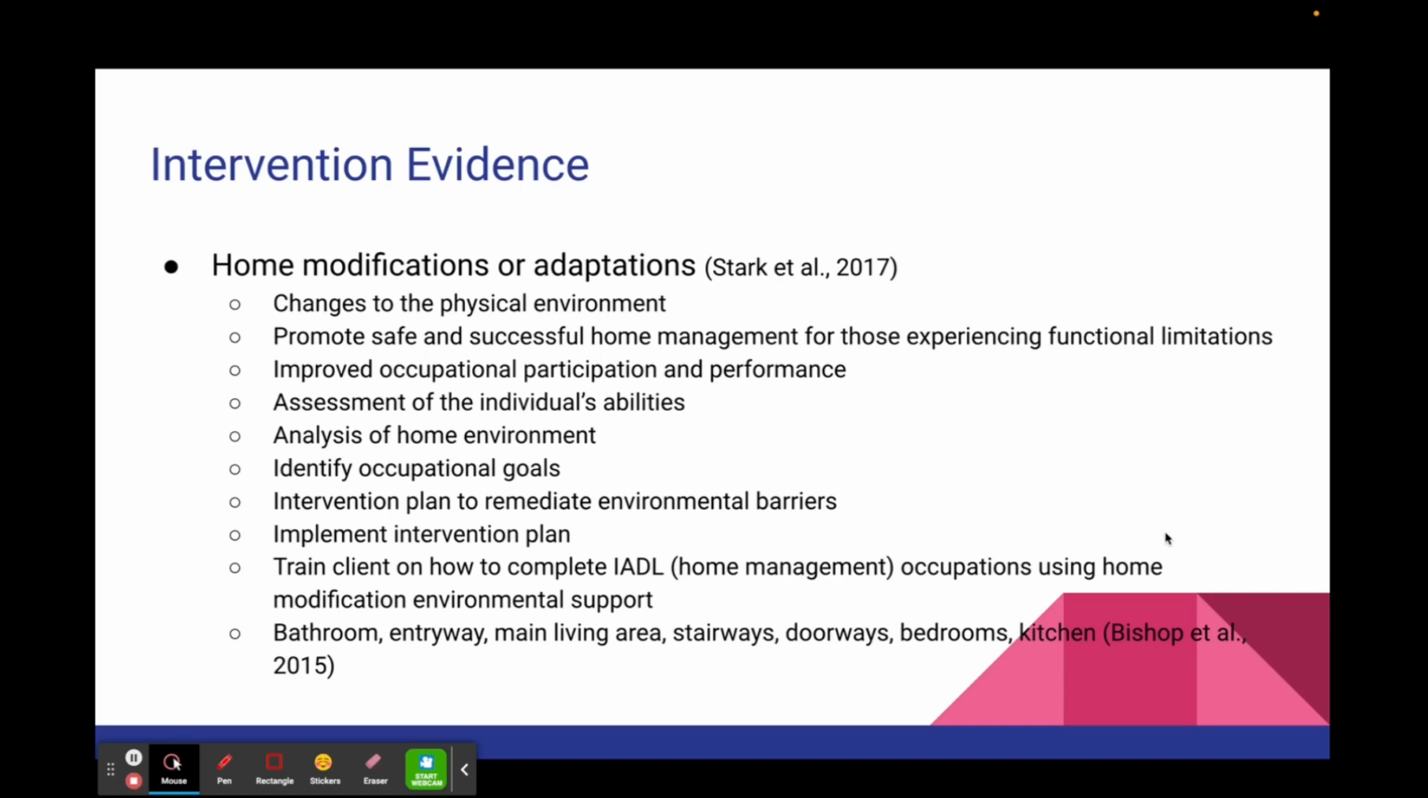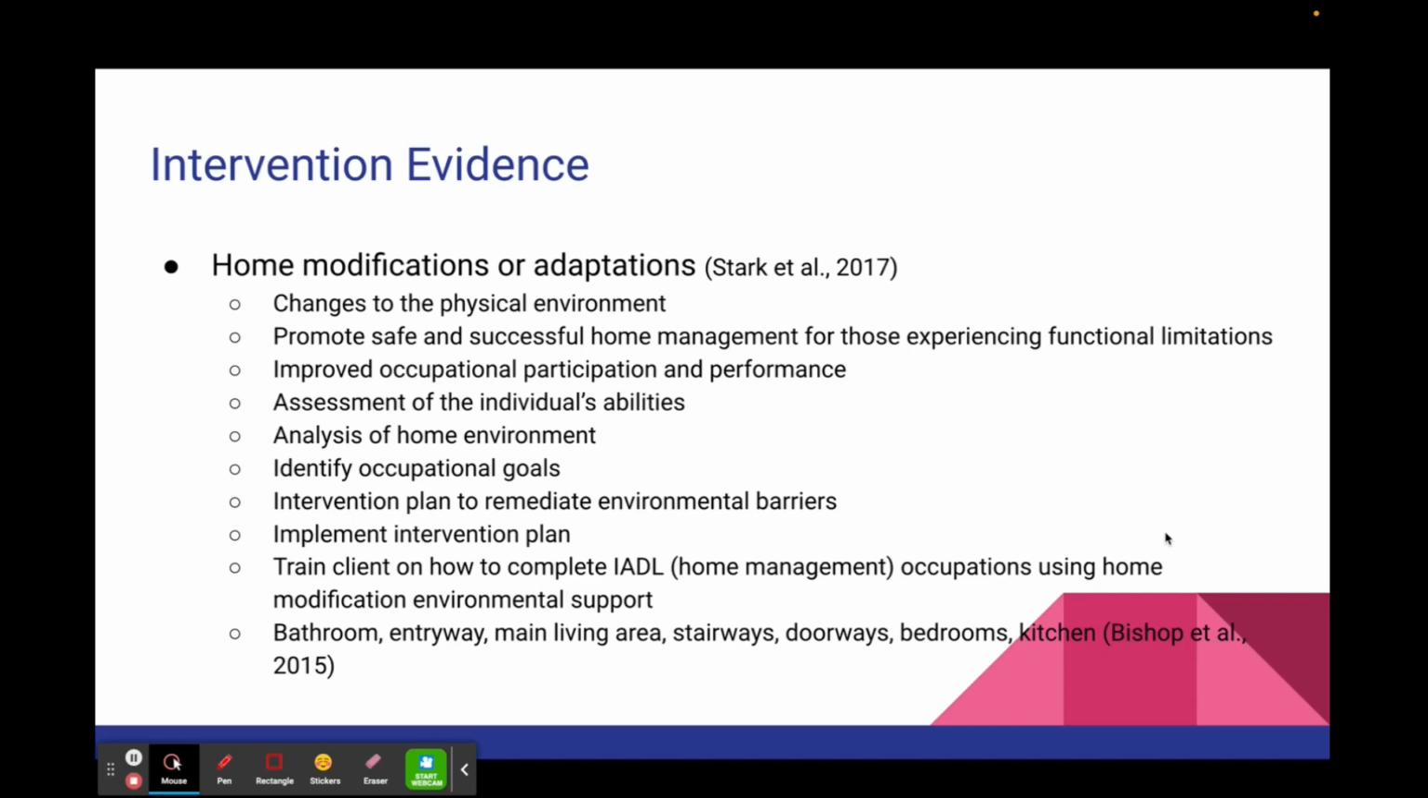Home modification interventions can include an assessment of the individual's abilities, an analysis of the home environment and occupational goals, an intervention plan to remediate barriers, implementation of or support for the implementation of the plan, and training of the client or caregiver to complete his or her daily activities using the home modification environmental support. Home modification interventions are beneficial to, but not limited to, individuals with MS, as improved functionality increases an individual's participation and performance in their home management occupations.